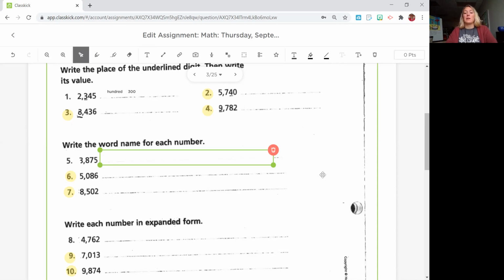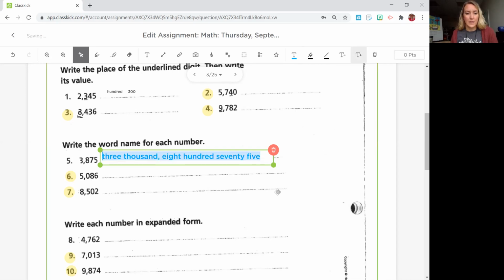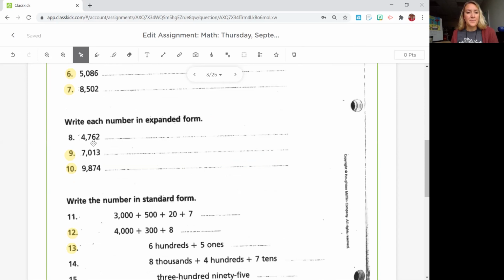3,875. So I'm going to write 3,000. After the 1,000, there is always a comma. 875. Writing out all of the words. I'm going to make mine a little bit larger. There we go. So you'll finish 6 and 7 in that part.